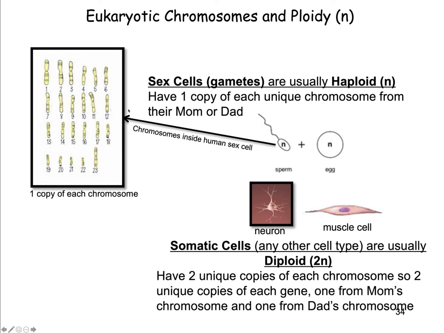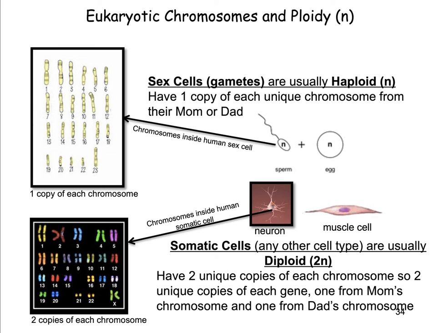Whereas if we were to look at what's called somatic cells or body cells, so things like neurons, things like muscle cells, things like bone cells, all of those things are called somatic cells. These are cells that make up your body. It's basically anything that's not a sex cell. Those are typically diploid or 2n, and they have 2 copies. So for example, if you were to look in a neuron and look at all of the chromosomes in there, there would be 2 copies of each individual unique chromosome, and therefore 2 different alleles of each different gene that's on each of those chromosomes.